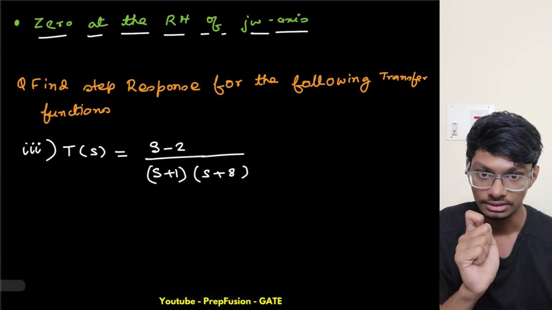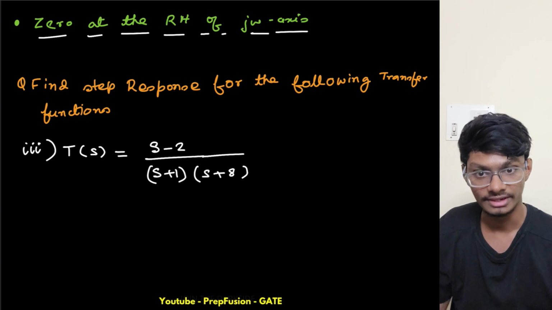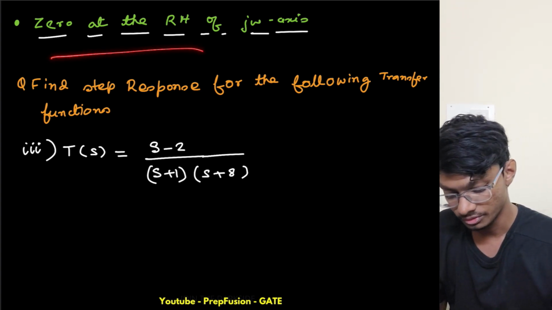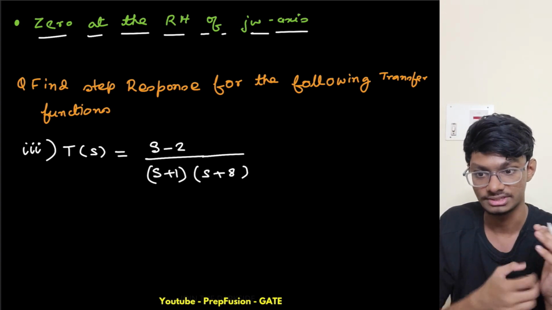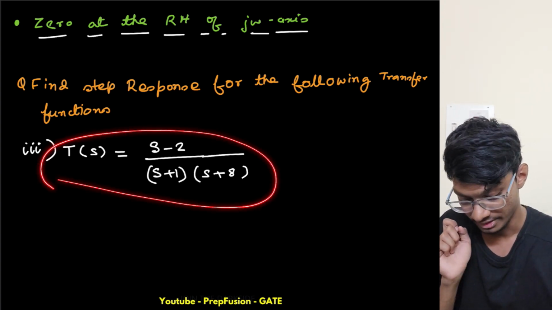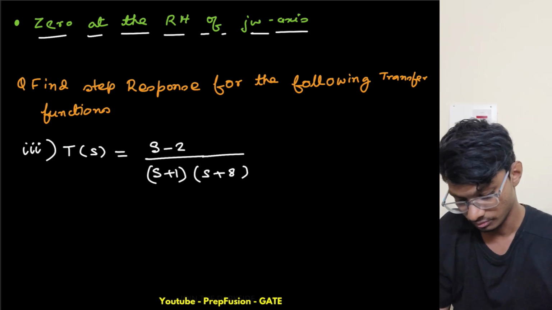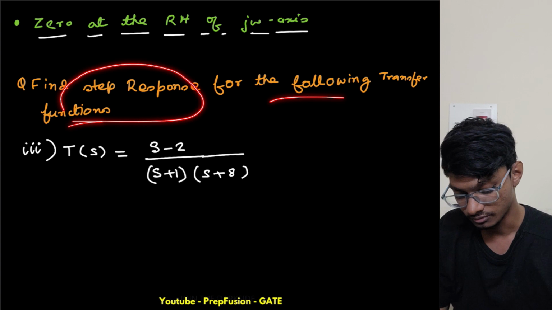Now another thing. This was for the left hand side, if my 0 was at the left hand side of the j omega axis. Now if my 0 is at the right hand side of the j omega axis, then what will happen? So again, I have taken one example. Here my 0 is at s equals to +2. Let me break this down. I have to find the step response for the following transfer function.